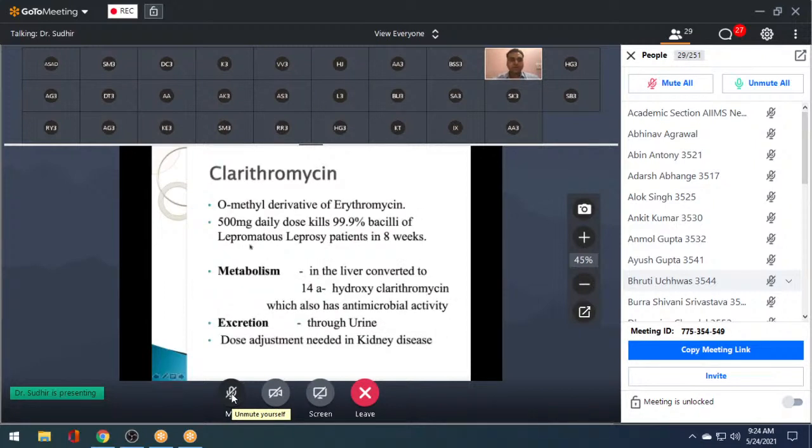Coming to clarithromycin, it is an ortho-methyl derivative of erythromycin, a macrolide group of drug, and a 500 milligram daily dose kills 99.9% of bacilli in 8 weeks. Coming to metabolism, it is metabolized inside the liver and excreted through the urine, and dose adjustment is rarely needed in case of kidney disease.